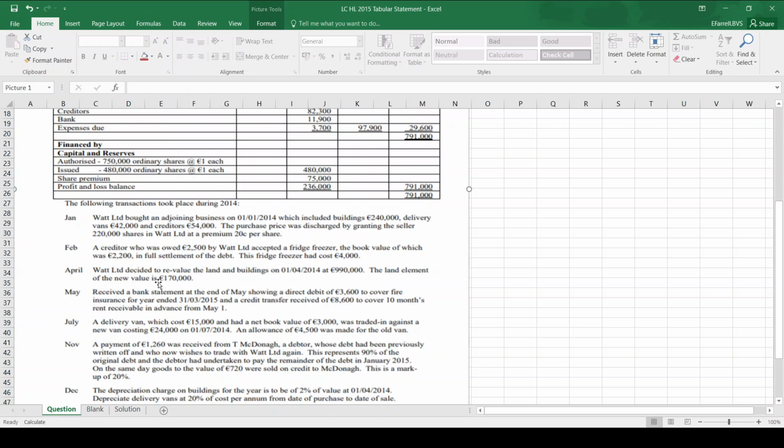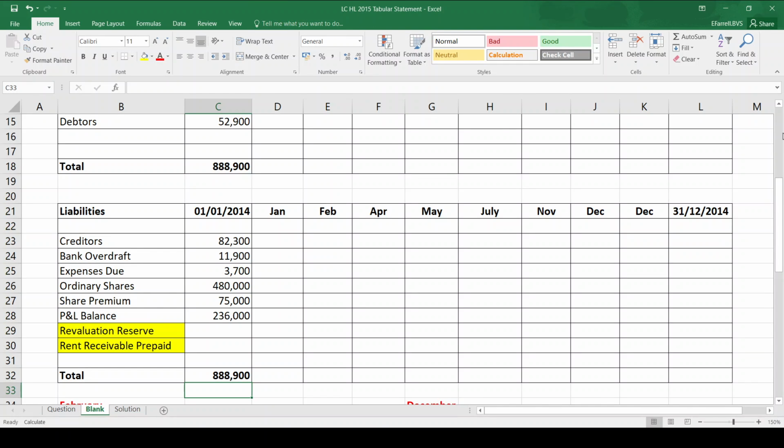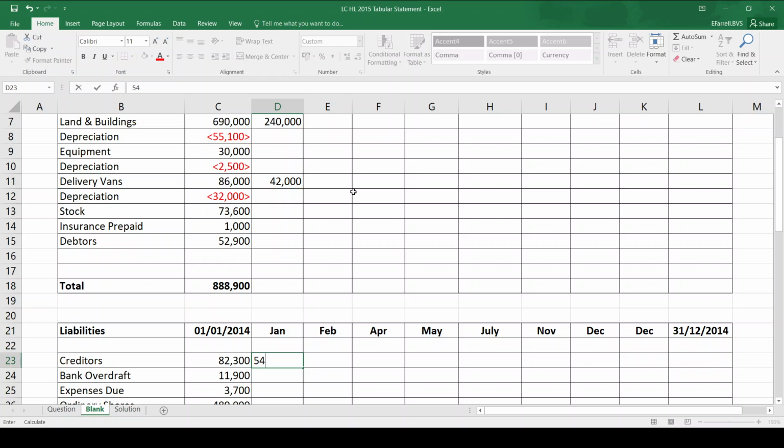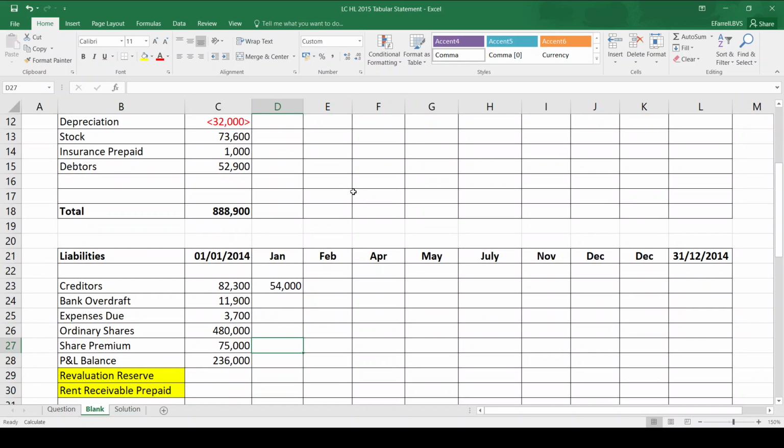So the first thing, with buildings 240 and delivery vans of 42. So if I go up to my assets and I put in buildings are 240,000. Delivery vans are 42,000. Creditors are 54,000. So I get onto my liabilities and put in 54,000 for creditors. It then says that the purchase price was discharged by granting the seller 220,000 shares. So my share capital, or ordinary shares, are going to go up by 220,000.